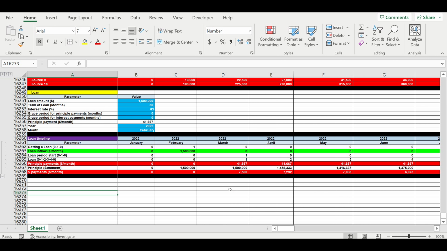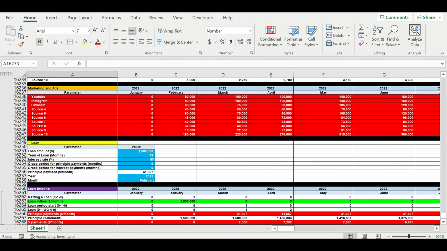Today we'll continue building a financial model of a mobile application from scratch. Today we will be creating the cash flow statement, where all the inflows and outflows will be placed. So let's start doing it. First of all, we are creating the timeline for the cash flow statement.